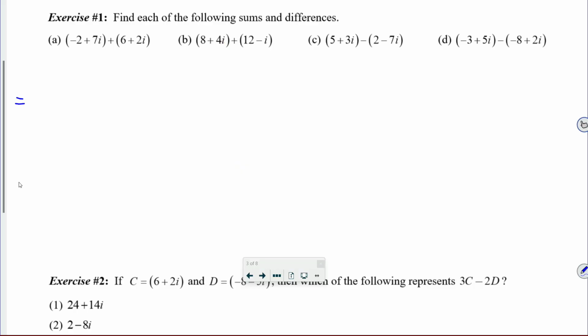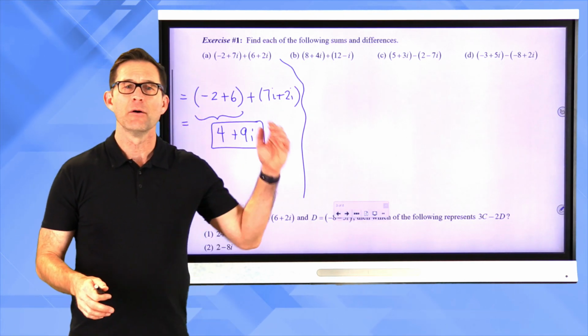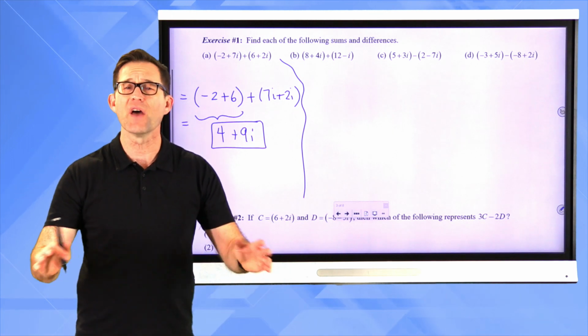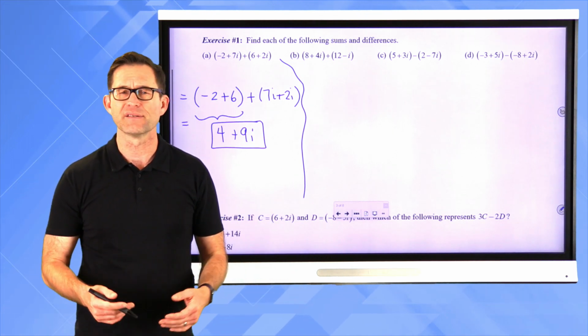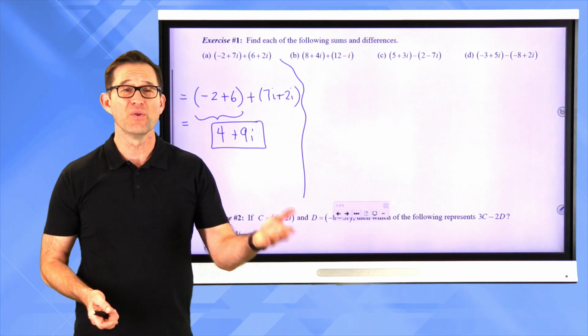To begin with, we can just take advantage of the associative property of addition and rewrite this as -2 plus 6 plus 7i plus 2i. Now we can combine these two real components: -2 plus 6 is just 4, and then 7i plus 2i is 9i. Again, no different than if I had -2 plus 7x plus 6 plus 2x. It's identical to that, right? We're just treating the i as a variable, as opposed to i being the square root of -1. So why don't you go ahead and try letter B?